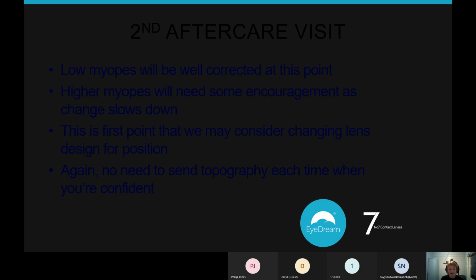This tends to be the first point that the topography is really clear enough to determine lens position. Sometimes it's super obvious on that first night, but sometimes it's just not that clear. And this tends to be the first point that we change for position. And again, no need to send us the topography if you're confident.